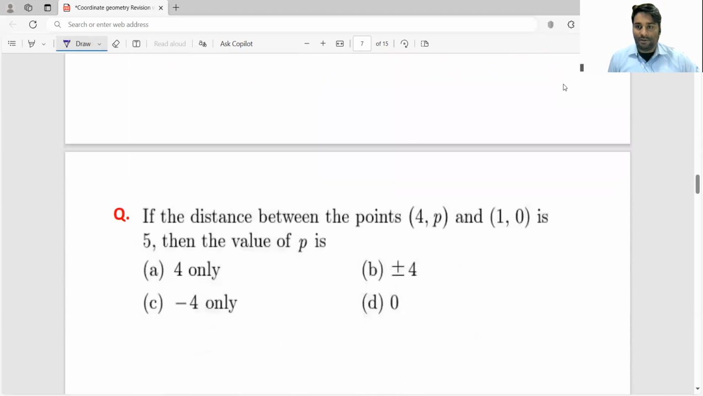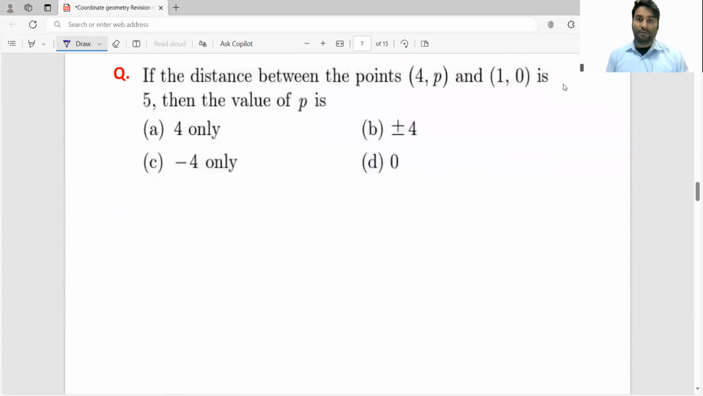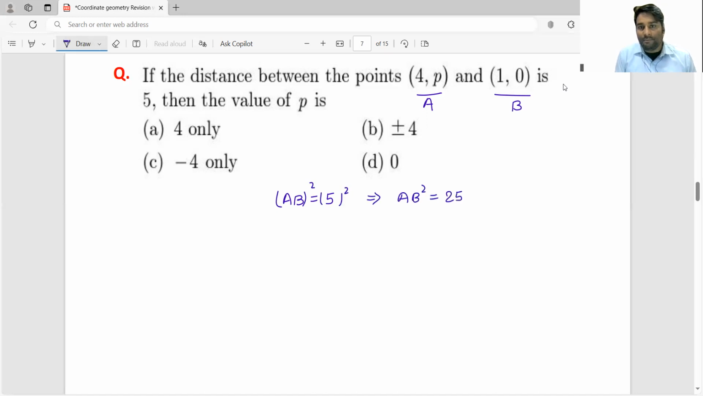Now one more question. These questions are all from your previous year board exams. If the distance between these two points is 5, then what is the value of P? Suppose this is point A and this is point B, and given AB is equal to 5 units. Now we can square both sides, so you'll get AB square is equal to 25.